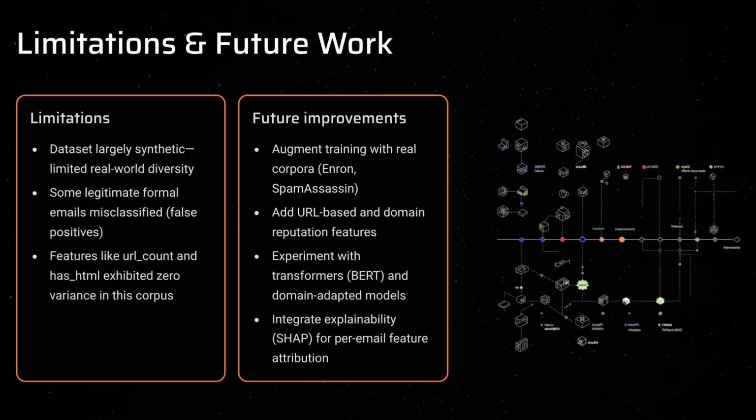A production grade system would be trained on millions of real emails from datasets like the Enron Corpus or SpamAssassin. It would also incorporate URL analysis, checking whether links in emails point to suspicious domains, and sender authentication signals. And ideally, it would use a transformer-based model like BERT, B-E-R-T, which has a much deeper understanding of language context and meaning. These are clear and achievable next steps that would take this from a university project to a production-ready system.